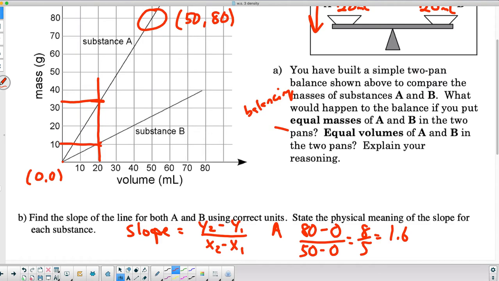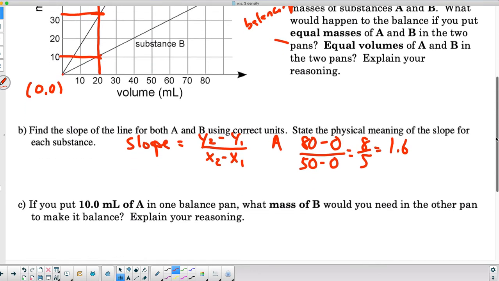You can do the same thing for B. Look for a spot where the line crosses just like we did up here. See if you can find a spot like that, and then use 0, 0 as your y1 and x1. Okay, let's do one more where we can figure out what's going on here. Again, using the graph to answer the question.